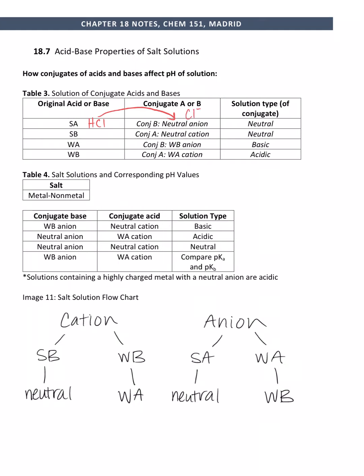Now, Cl-, chloride, isn't neutral in the sense that its charge is neutral. It's neutral in the sense that it does not react with water. Therefore, it does not change the pH. So that's what we mean by neutral. Neutral, we mean, does not affect pH.